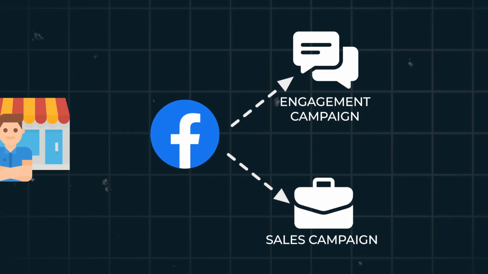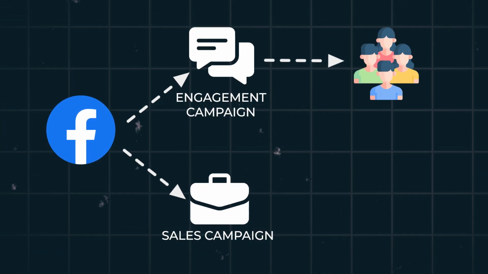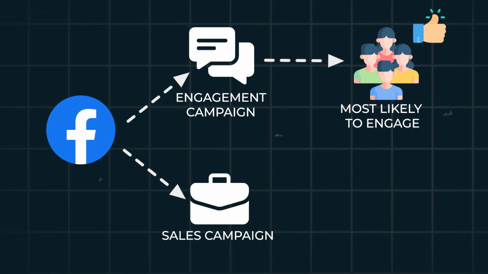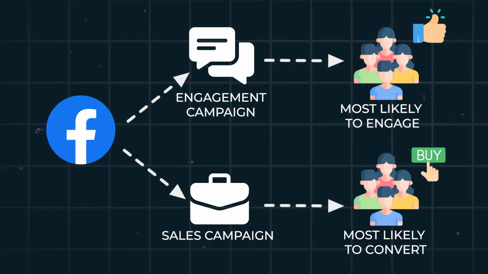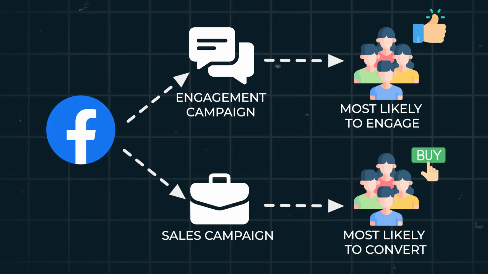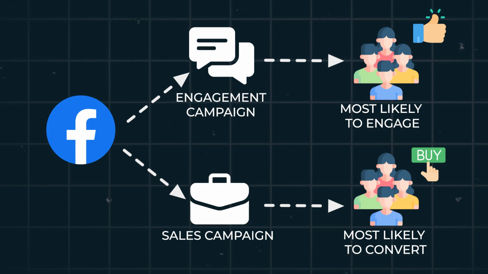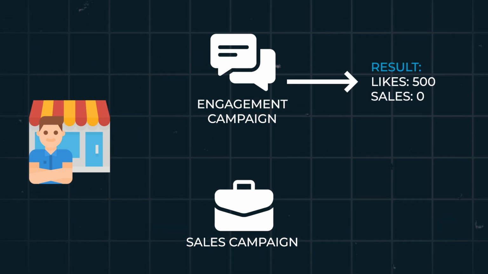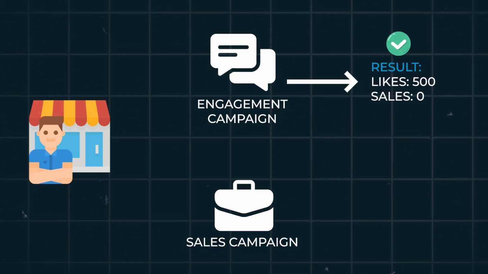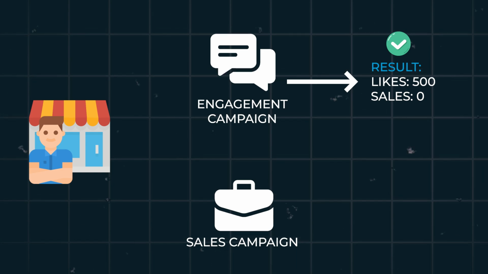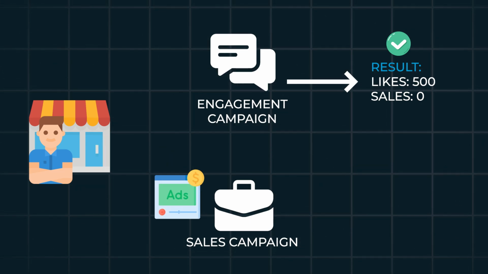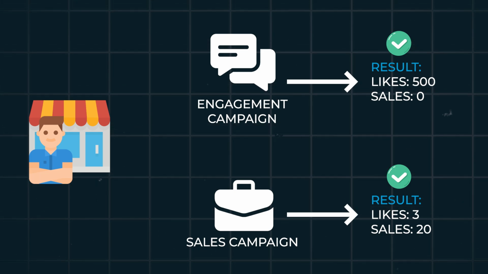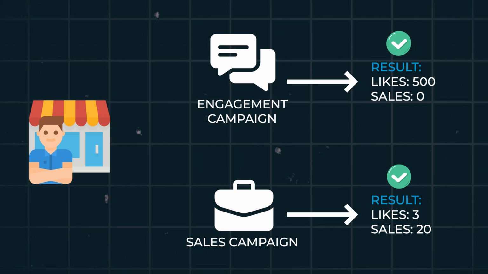The difference in each campaign is that in the engagement campaign, Facebook is going to show the ad to people within the selected audience who are most likely to engage. Whereas in the sales campaign, Facebook is going to show the ad to people within the same selected audience who are most likely to convert. In the engagement campaign, if you get 500 likes and 0 sales, Facebook is going to call that a win because it's optimizing for engagement, or in other words, its goal is engagement. Whereas in the sales campaign, if you get 3 likes and 20 sales, Facebook is going to call that a win because it's optimizing for sales.